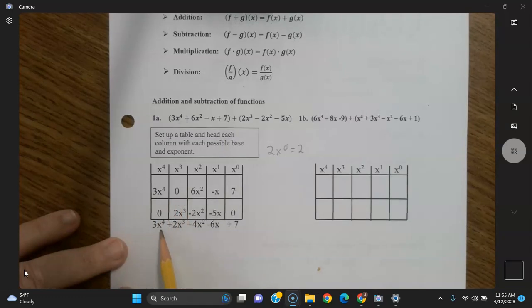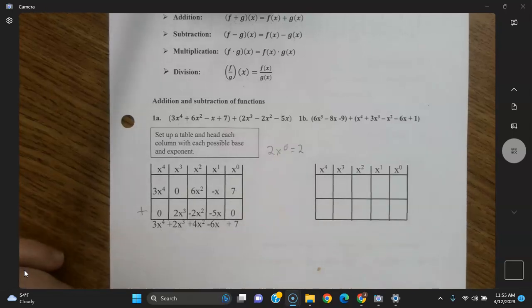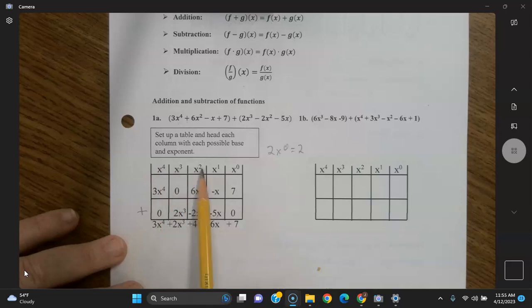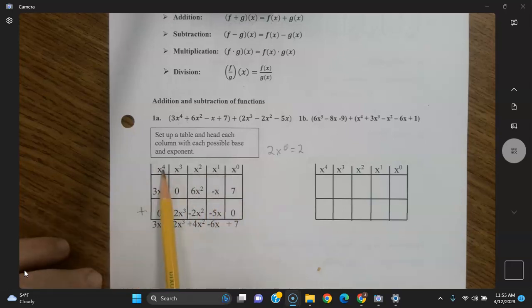3x to the fourth plus 0 is 3x to the fourth. 0 plus 2x to the third is 2x to the third. 6x squared plus negative, remember you're adding these. You're adding a negative, so 6x squared plus negative 2x squared is 4x squared. Negative x plus negative 5x is negative 6x. And 7 plus 0 is 7. So that's how you add two polynomials. So don't try to do it in your head. Make the table like this. Make the different columns, even if you don't have a particular term, list it up here. And then just go ahead and add your two polynomials here. So I'm going to leave this one for you to do.